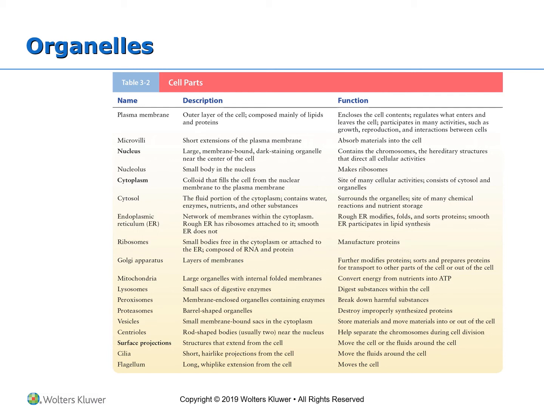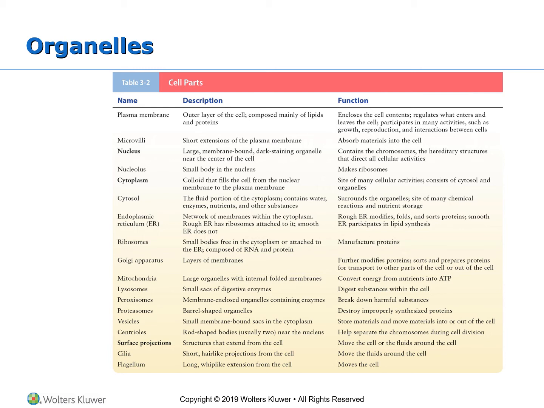Another structure is the endoplasmic reticulum, which can be seen as a network of membranes within the cytosol. It's called rough endoplasmic reticulum when ribosomes are attached to it, or smooth if the ribosomes are not attached to it. The main function of the endoplasmic reticulum is to modify, fold, and sort protein, while the smooth one, which is not attached to ribosomes, is involved in lipid synthesis.